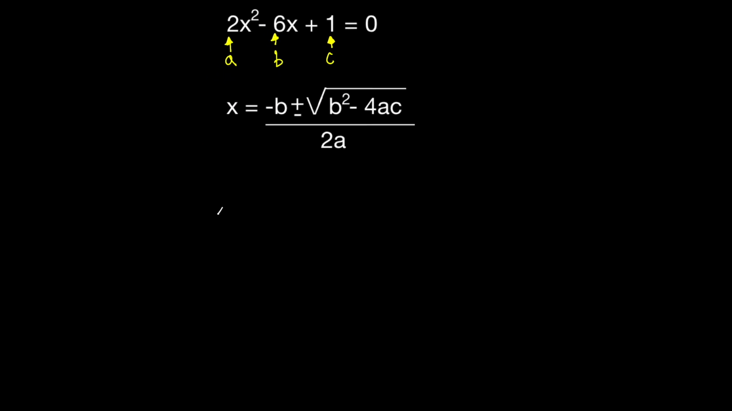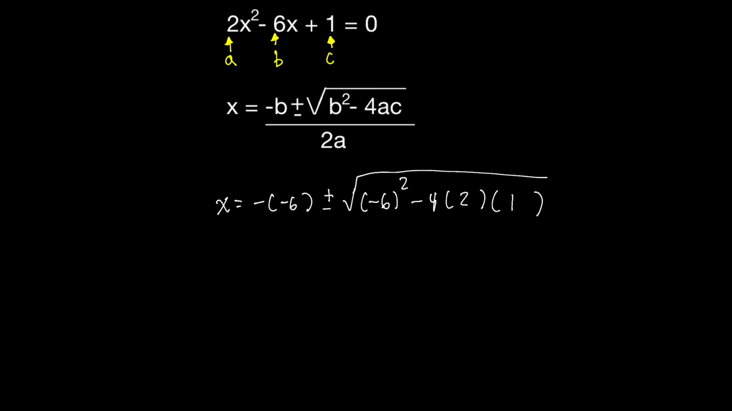Doing so, we're going to get that x is equal to negative b, and here b is negative 6, plus or minus the square root of b squared, so negative 6 squared. We're going to subtract 4 times the quantities a and c, so 2 and positive 1. We're going to get the square root of that, and then we're going to divide everything by 2 multiplied with a. A reminder that a is going to be 2 here.